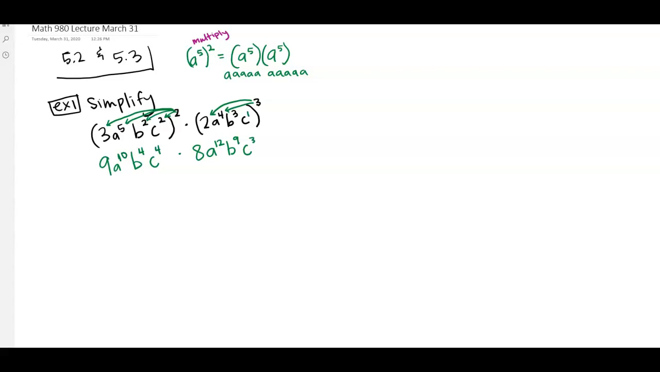And now we've got to combine all of our like terms together, right? So I'm going to do my 9 times my 8, so that'll give me 72. And then I'm going to try and do some different colors here to make it easier for you to see. So I'm going to get my a's together. So now I'm doing a to the 10th times a to the 12th. I'm going to write those over here just to hopefully make sure you can see the difference. So when it's a power raised to a power, we're multiplying it. But when we have the same base with different exponents, then we're adding those exponents together.